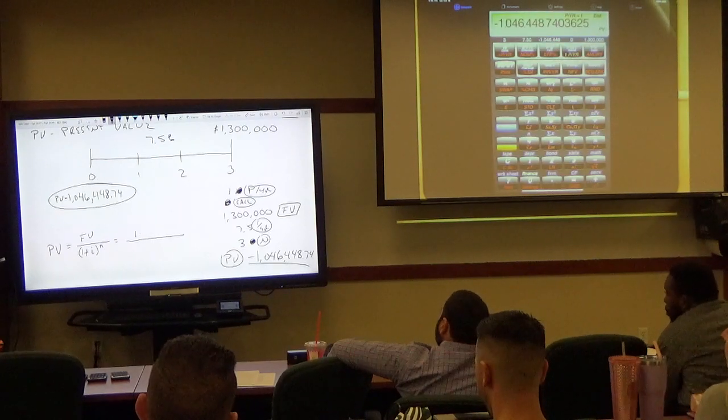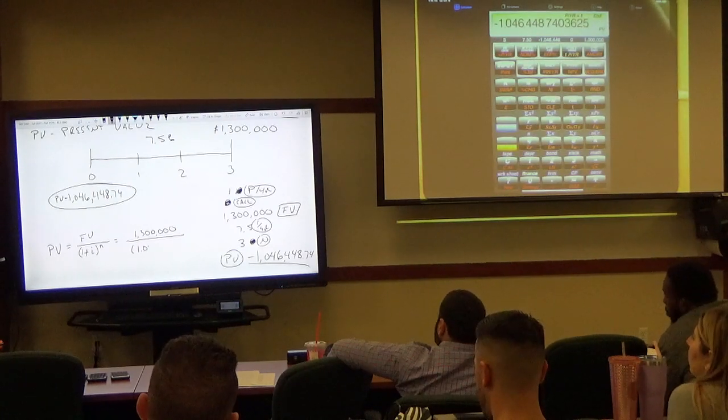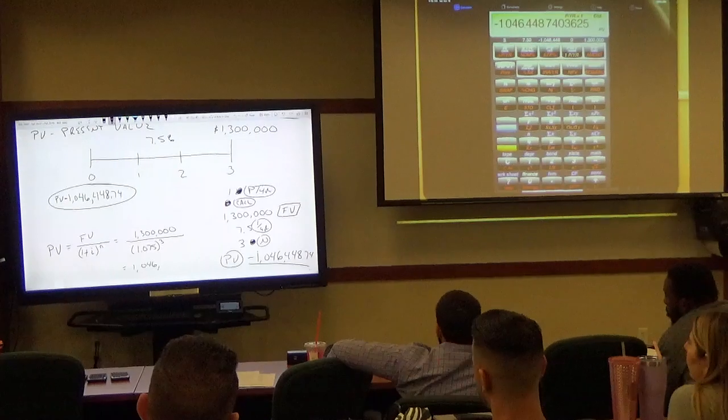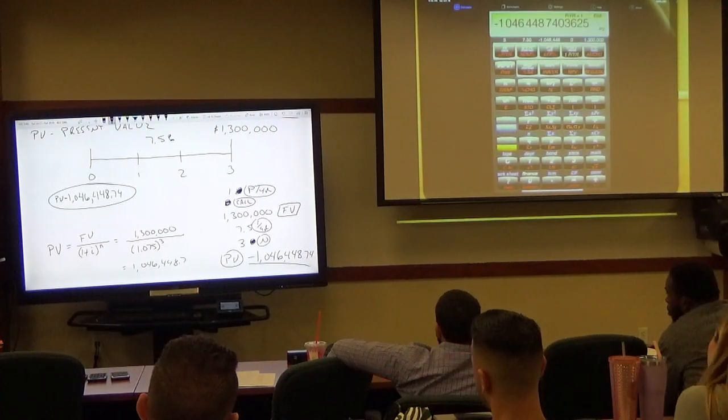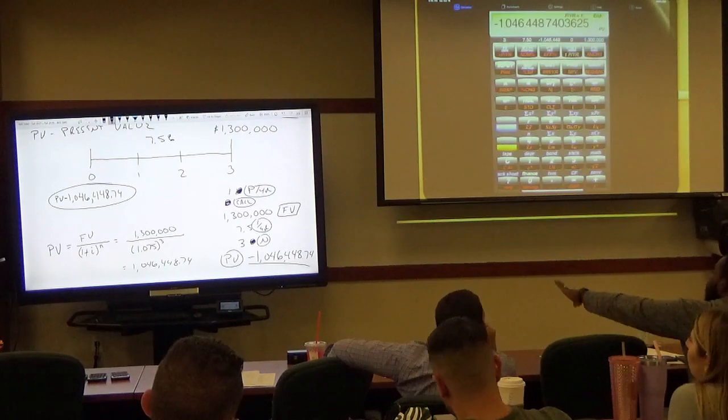We've got our future value is 1.3 million, and then this 1 plus 0.075. This is where it kind of gets into Chase's point from earlier, raised to the power of 3. And we do the math on that, and then ultimately what we're going to find is we're going to get the same answer. We're going to get 1,046,448.74.